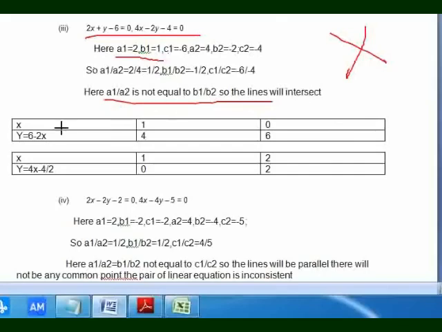So we have to make a graph for this pair of linear equations, and we have already created two tables for the two separate equations. For equation number 1, this table has been created, and for equation number 2, this table has been created.